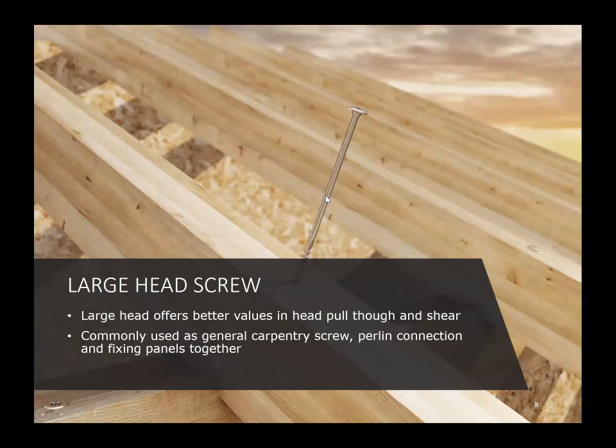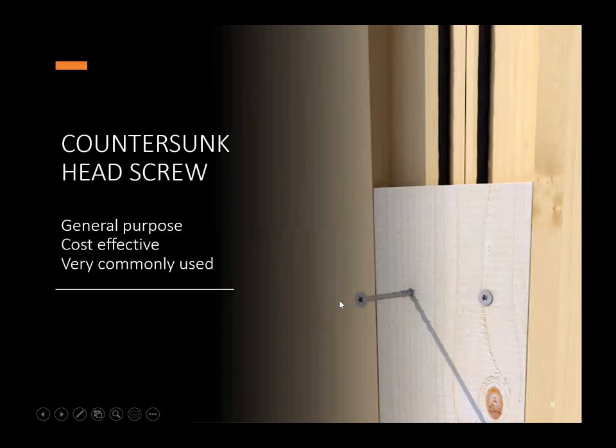All right, the first screw I'd like to show you, a large head screw. It offers better engineering values than something like a countersunk head screw. Very good values in head pull through and shear, which is very important for a lot of applications. We find its main application in South Africa, if it's not in cross-laminated timber or mass timber, is very commonly used as a purlin connection to fix panels together and a general carpentry screw.